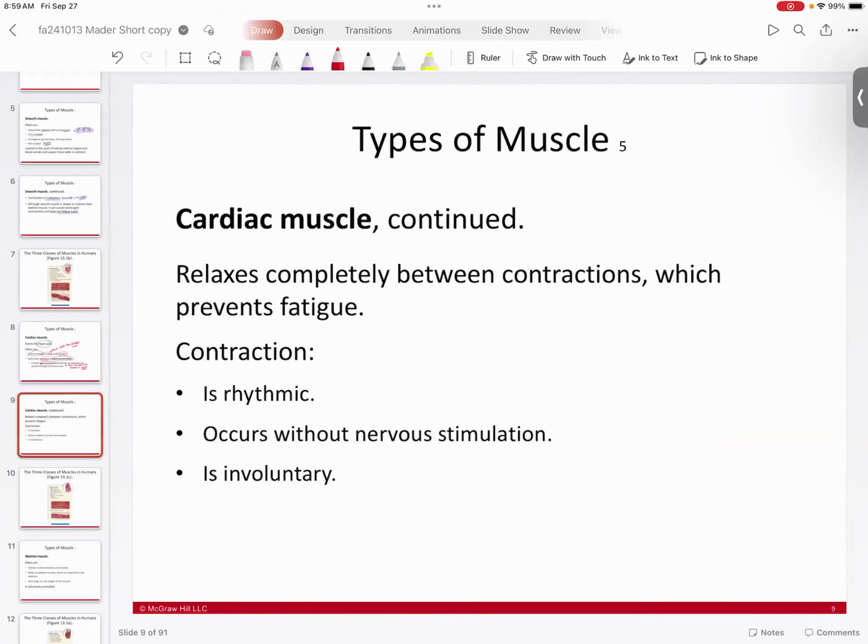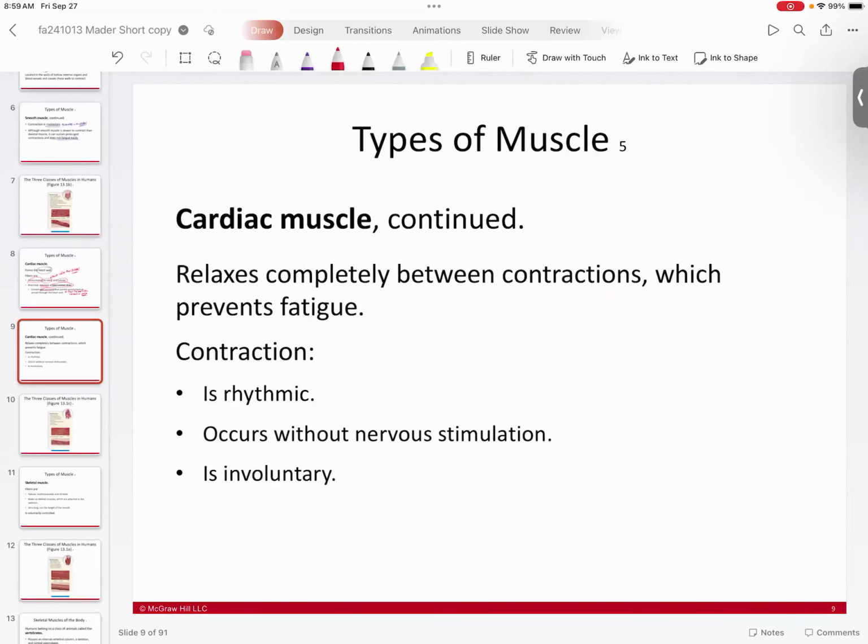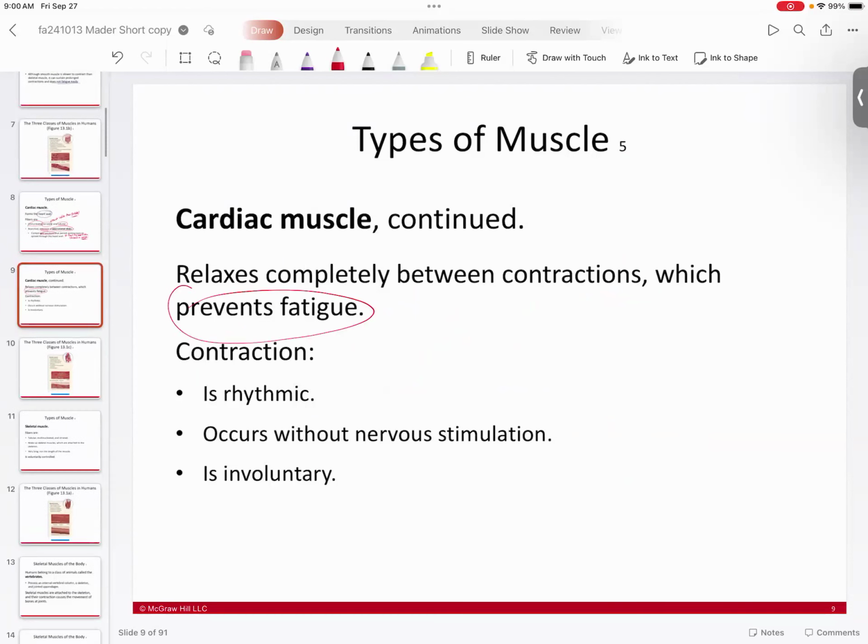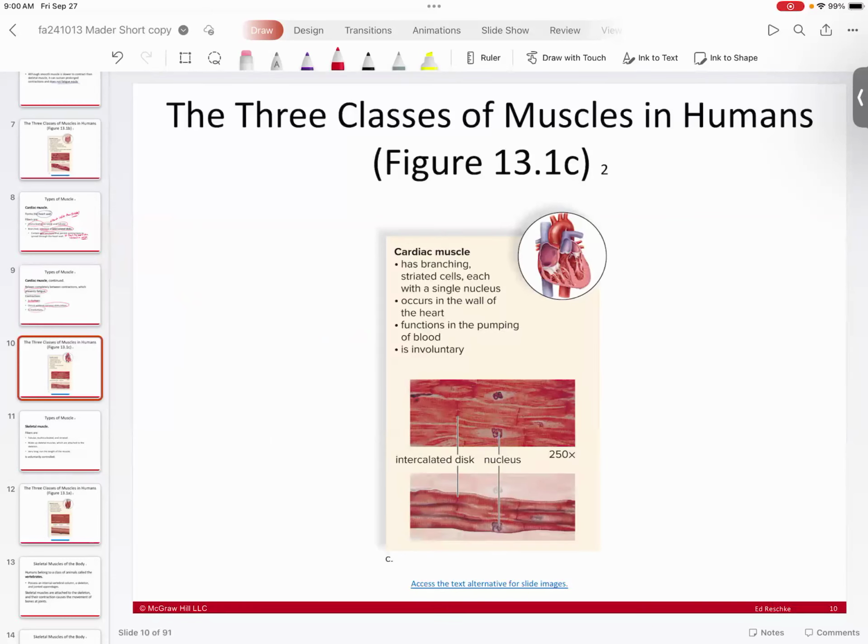So you want uniform unison contraction for the cardiac muscle, and then it will relax completely between contractions. So essentially it's resetting itself. And this is what prevents fatigue. Fatigue is generally created when you have constant contraction without relaxation. The contraction of cardiac muscle tends to be rhythmic. We talked a little bit about the rhythmicity and the automatic contraction of the heart in chapter five. It is automatic. It doesn't require nervous stimulation, and it is involuntary. So you don't have to tell your heart to contract.